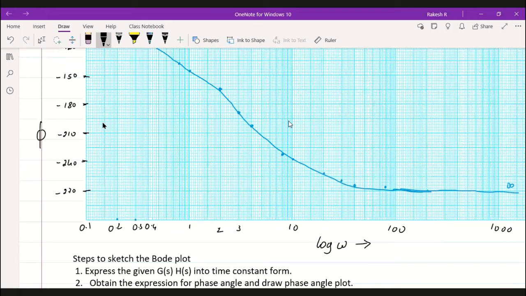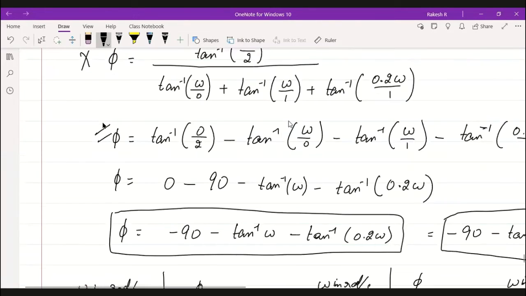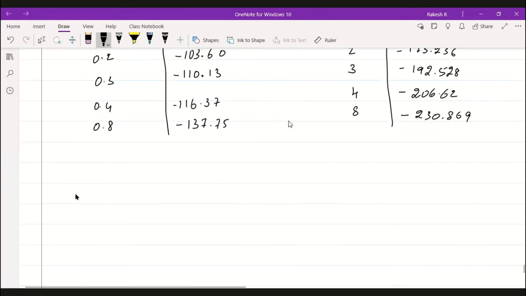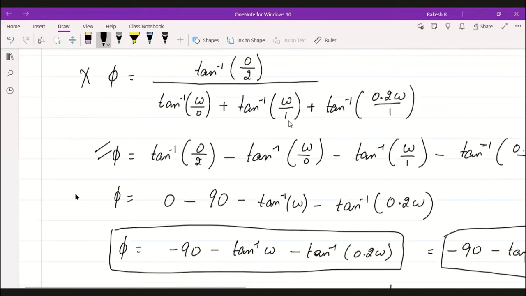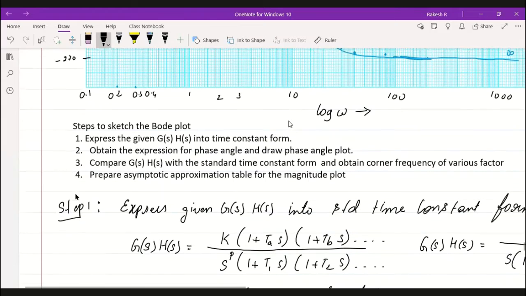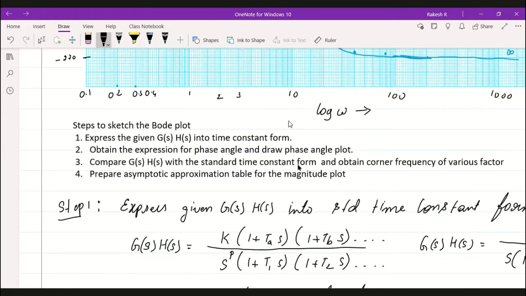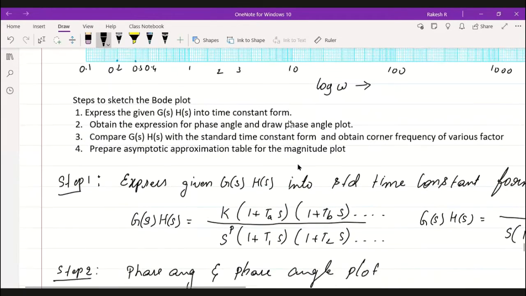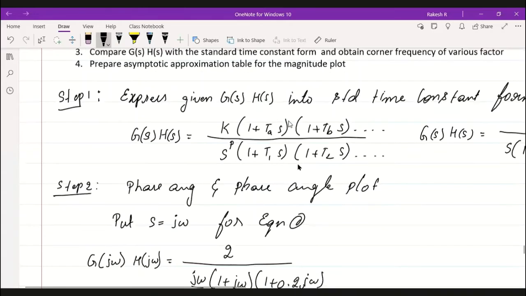Now we shall go for the next one. So this is with respect to the magnitude plot. Now what is the third step? Third step, we need to compare G(s) with the standard time constant form and obtain the corner frequency. That is step 3 here.